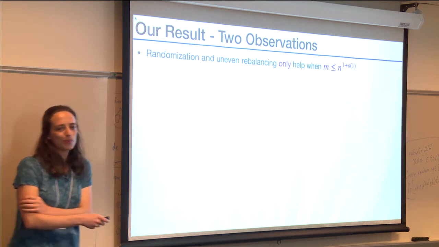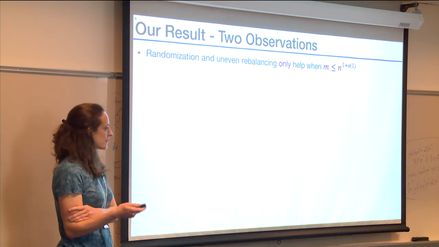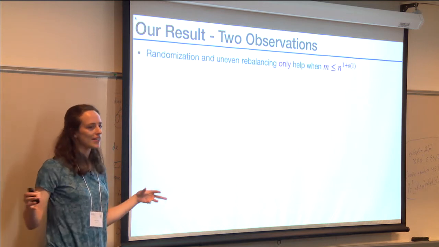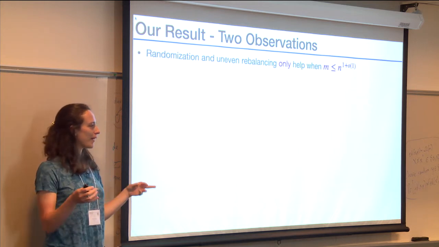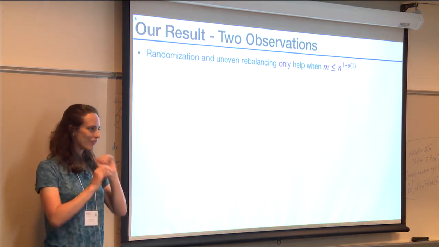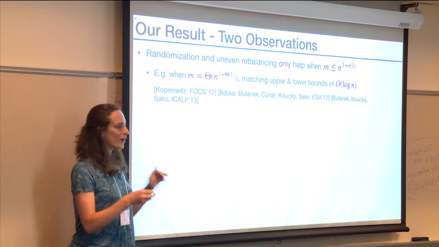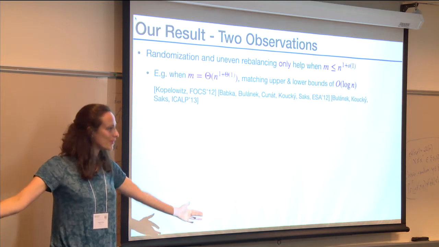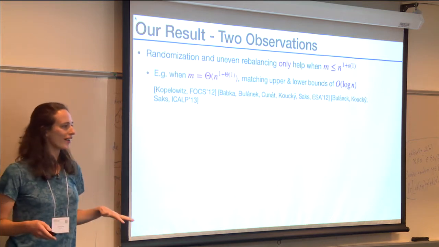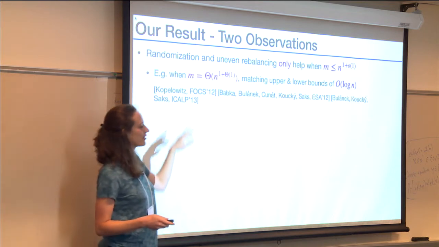So I now just want to make a couple of observations about this result that I think are interesting. One of them is that it turns out that randomization and uneven rebalancing only help when your array is of a particular size. So if your array is linear size in the number of elements that are in the array, then randomization and uneven rebalancing do help. On the other hand, it was previously known that when your array is much bigger, is polynomial in the size of the number of elements, then we know that randomization and uneven rebalancing do not help, and there's a deterministic and smooth algorithm that gets the tight correct answer, which turns out to be log n.